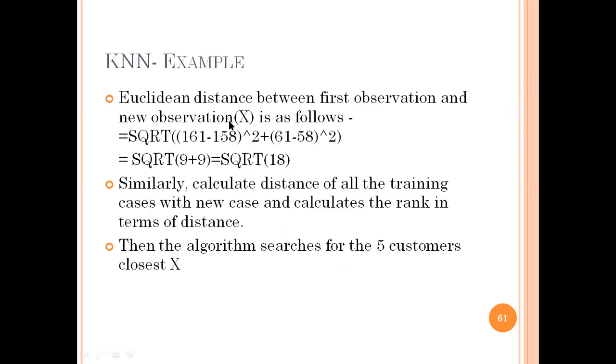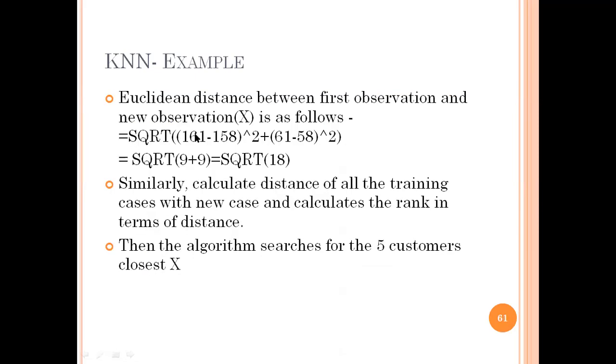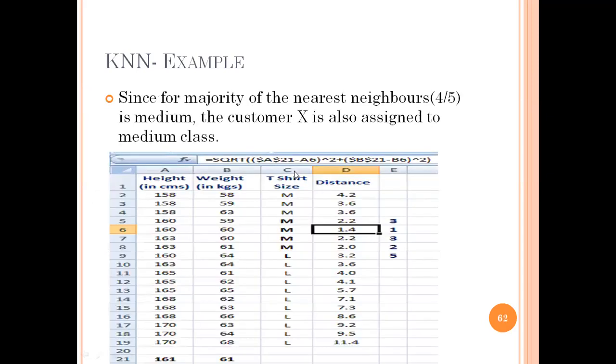One example is given for you, that is the first one. Here your height is 161 and weight is 61, and for the first tuple height is 158 and weight is 58. So we take the Euclidean distance, that is the square root of (161 minus 158) squared plus (61 minus 58) squared, and that gives you 80. In the same way we calculate the distance for every other tuple in the training set.